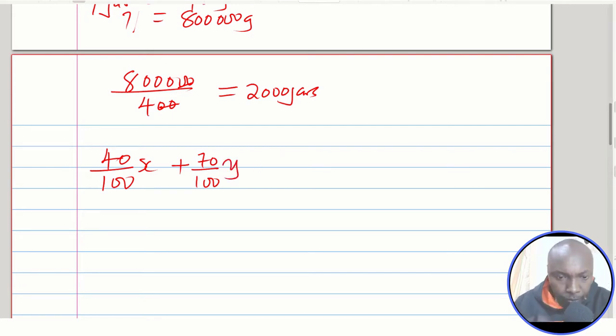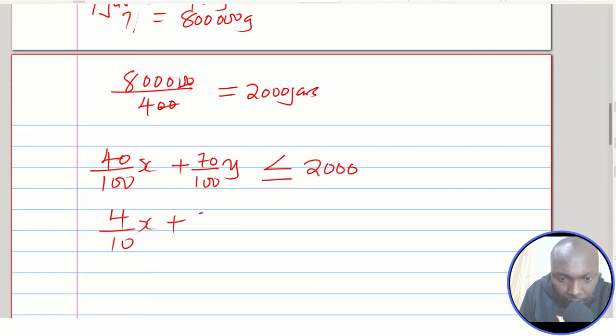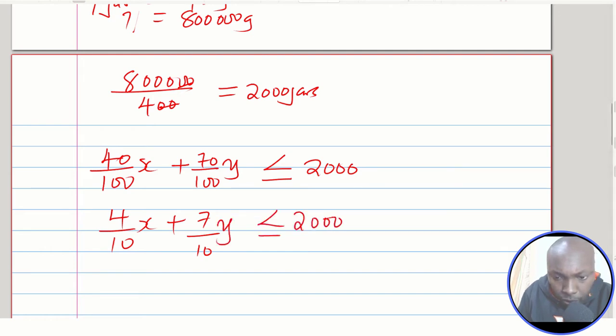And this expression now shows the number of jars produced by mixing 40% of the mango for grade A plus 70% of the mango in grade B. This is the number of jars that are going to be produced. That should be less than or equal to 2,000 jars. They should not be more. So this is the same as 4 divided by 10 x plus 7 divided by 10 y should be less than or equal to 2,000.